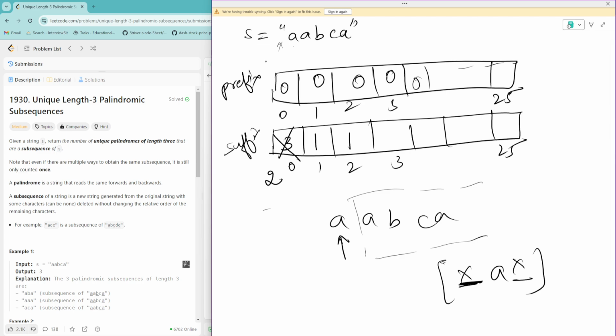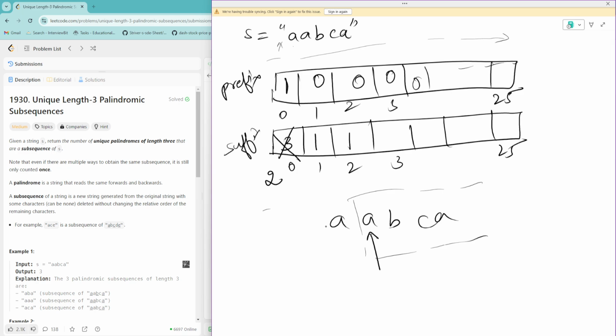Using the prefix, I will loop over the prefix array. Is there any element existing previous to A? No, there is not. So we cannot make a subsequence using only A. Then, before moving to the next character, I would increment its prefix count by 1. Okay.